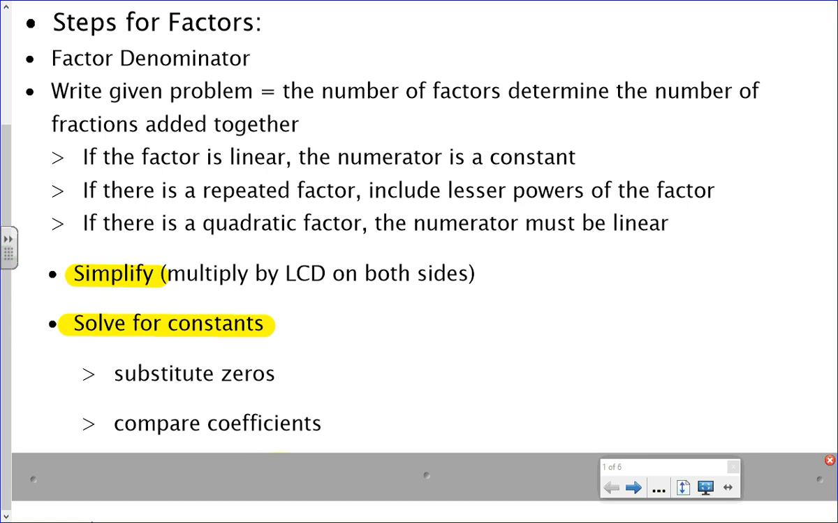Now, it seems kind of random that we were solving all of these linear equations and now we're doing this, right? Well, when we do this method right here, we could have to solve a system, and that's why it's in this chapter, okay?